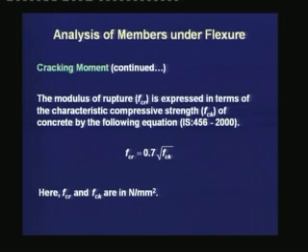The modulus of rupture, which is denoted as fcr, is expressed in terms of the characteristic compressive strength of the concrete, denoted as fck, by the following equation as per IS 456:2000. The equation is fcr = 0.7 √fck. Here both fcr and fck are in Newton per millimeter square. That is, if we know the characteristic strength of the concrete, we can estimate the modulus of rupture by this simple expression. And next, when we know the modulus of rupture, we are able to estimate the cracking moment for a particular beam.